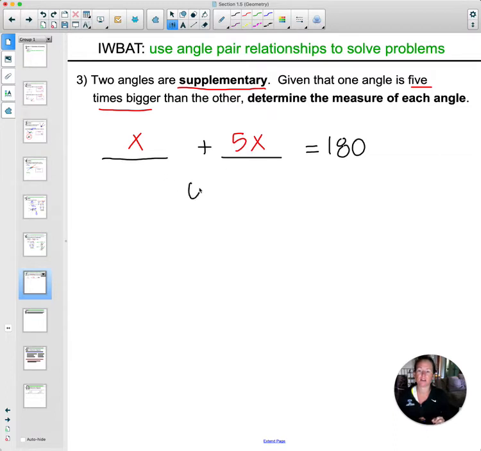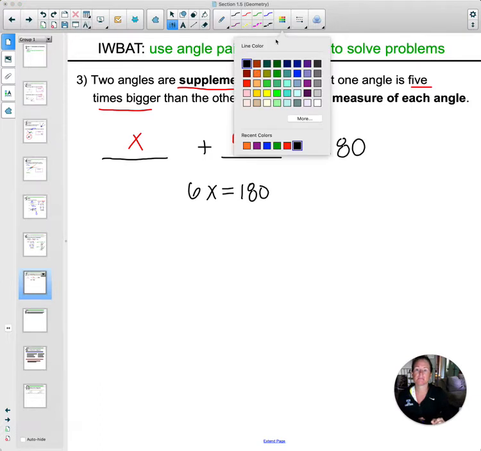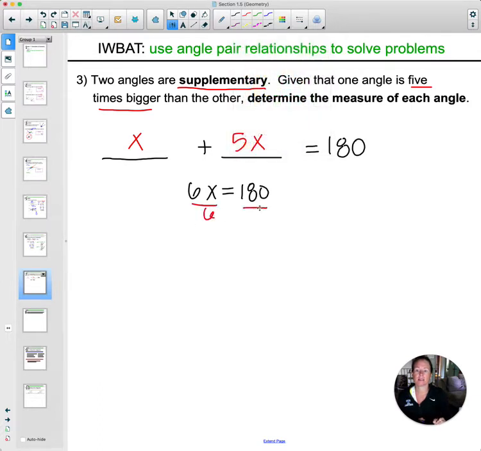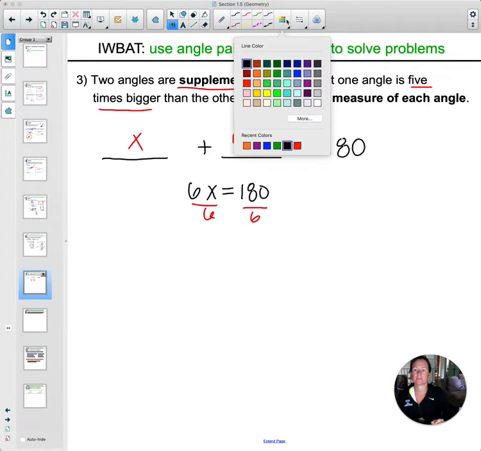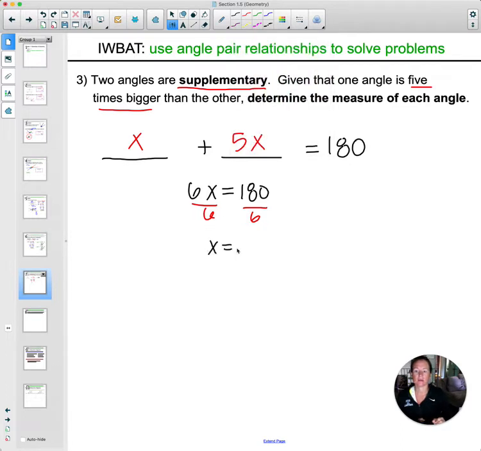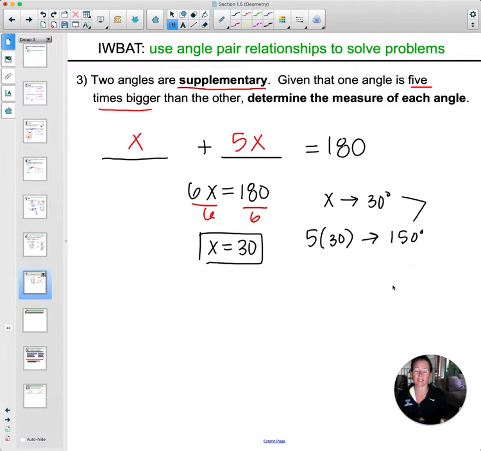So x plus 5x is 6x equals 180. Divide by 6, and you get x equals 30. Then take and plug this into each angle. So one angle was x, which is 30 degrees, and one was 5 times x, so 5 times 30, which is 150 degrees, and then together those total 180, which is what we wanted.